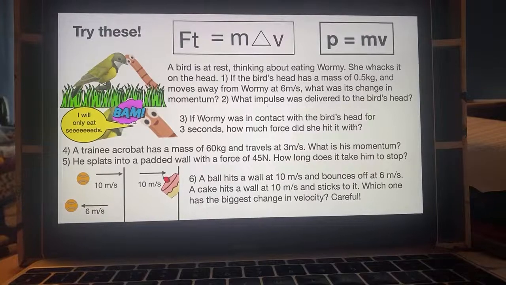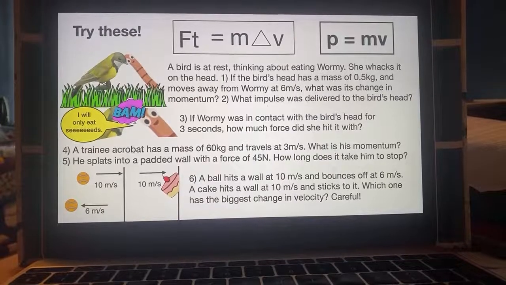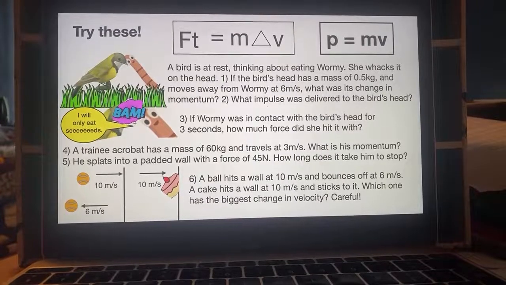Right, I'm going to quickly draw this ball cake scenario on the board while you maybe finish thinking about that. I have given you a bit of a clue earlier, but only a bit really.